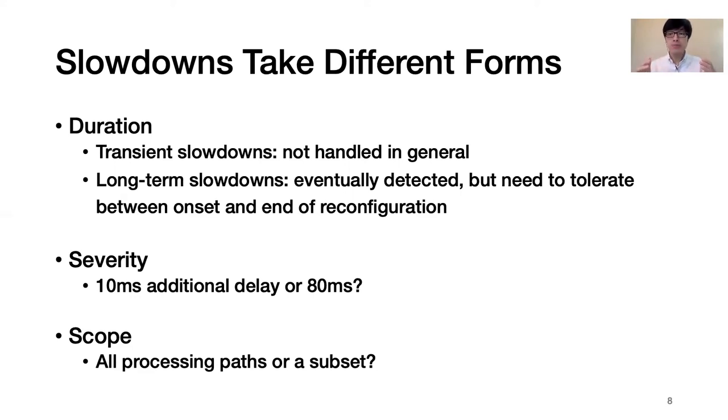The slowdown we aim to tolerate may have different severities. For instance, a replica taking an extra 10 milliseconds to respond, or an extra 80 milliseconds. They may also have different scope, for instance, affecting all processing paths on the replica or only a subset of them.